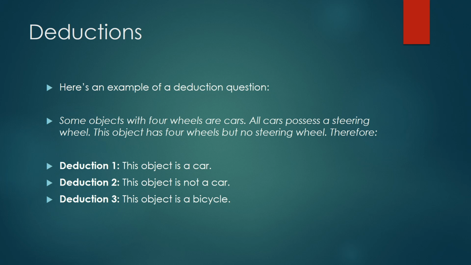Some objects with 4 wheels are cars. All cars possess a steering wheel. This object has 4 wheels but no steering wheel. Therefore, deduction 1, this object is a car. Deduction 2, this object is not a car. And deduction 3, this object is a bicycle.